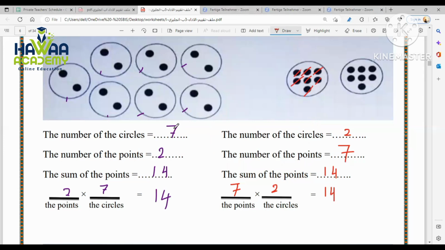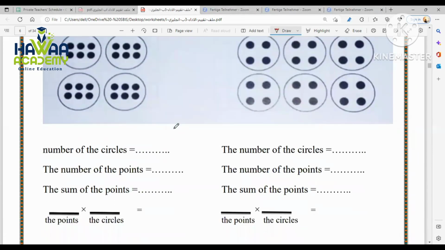I believe it's super easy. Let's see the next question. It's typically the same. So yellow, you have how many circles? Just 2. But on the other hand, we have how many circles? They are 6. How many points here? They are 6 points. How many points there? They are 4. So it's 6 points on 2 circles, sorry, 2 circles with 6 points, and on the other side, we have 6 circles with 4 points.